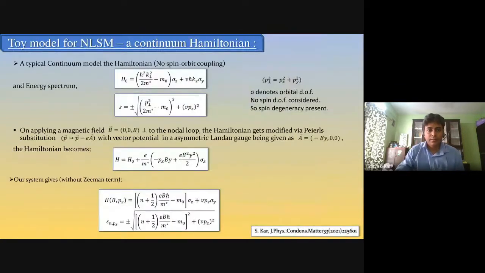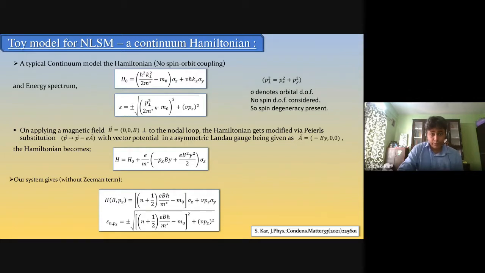So then in our system, this is a simple Hamiltonian for a nodal line semimetal. Don't worry about all the details. Just see that this is a 2x2 matrix because of these sigma Pauli matrices, and these are giving orbital degrees of freedom coming from the conduction band and valence band. If you get the energy eigenvalues by diagonalizing it, you get an expression like that. This plus minus is for conduction and valence band.